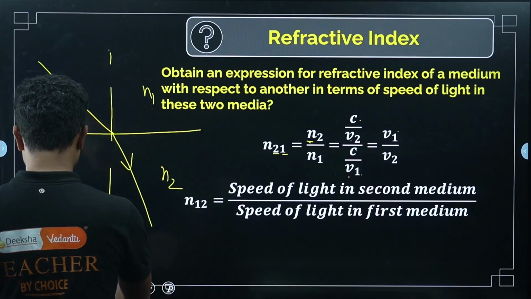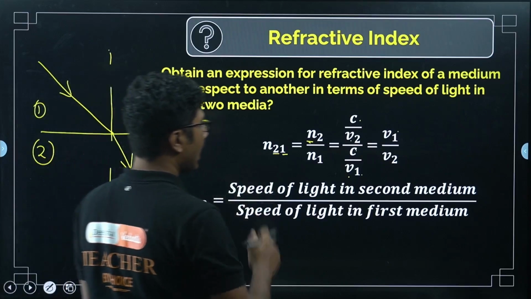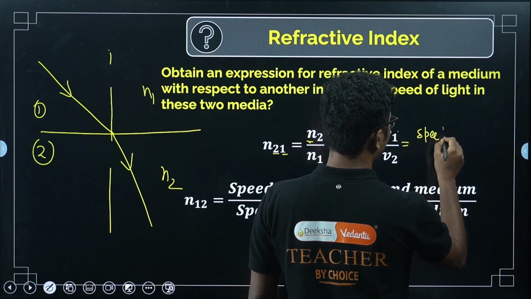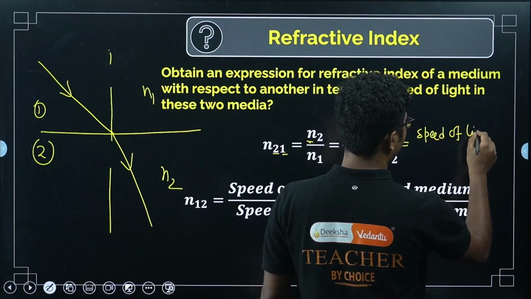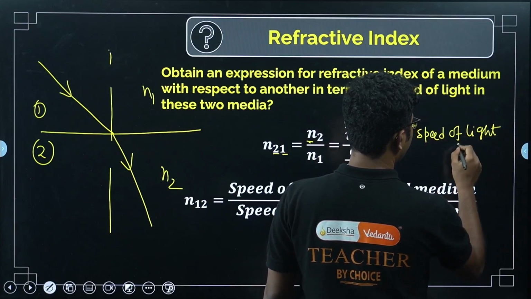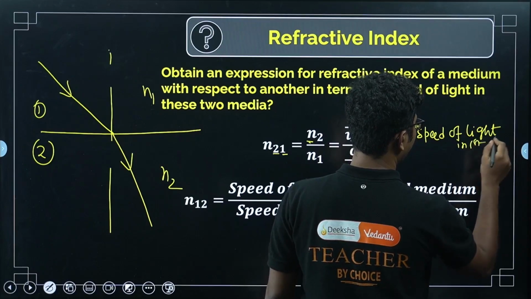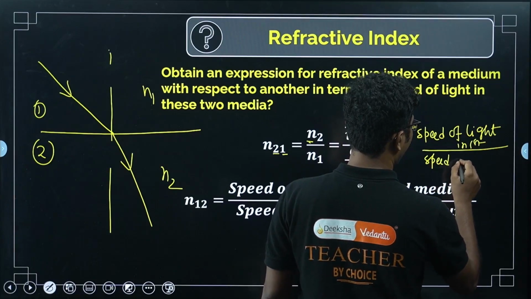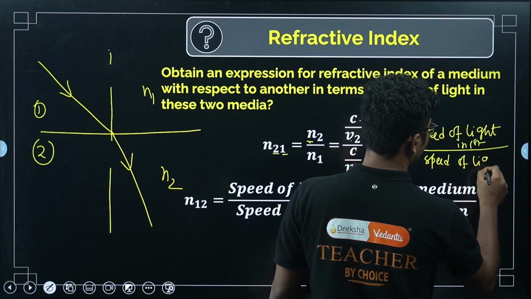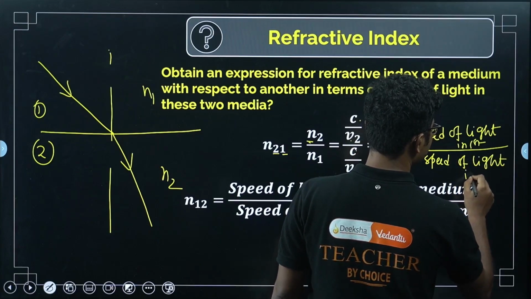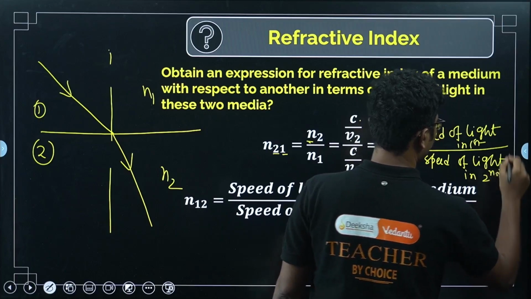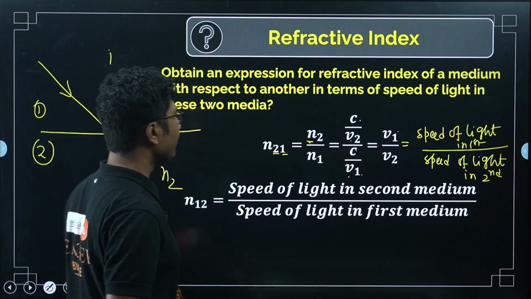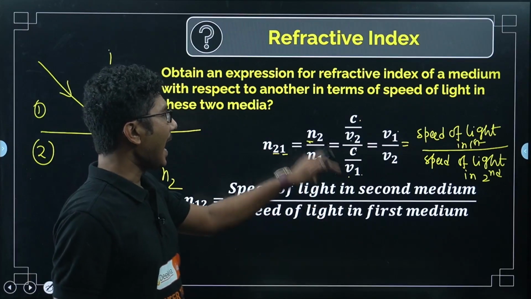This is N12, and N21 is basically speed of light in first medium divided by speed of light in second medium, right? So this way we have found the relationship between speed of light and refractive index.